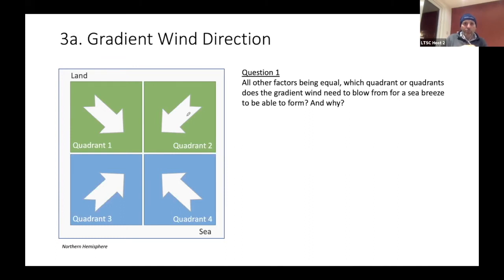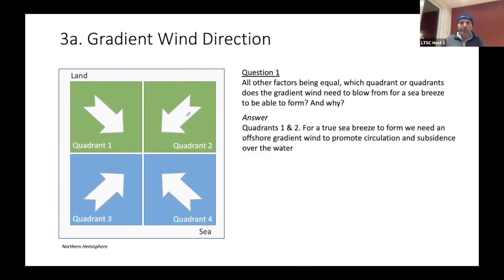1 and 2. The reason for that is, for a true sea breeze, and I'm very particular about this word true sea breeze, we need an offshore gradient wind to promote that circulation and that subsidence over the water. That's the cooler air falling and creating the high pressure on the water to the low pressure on the shore, and high wants to flow to low, remember.